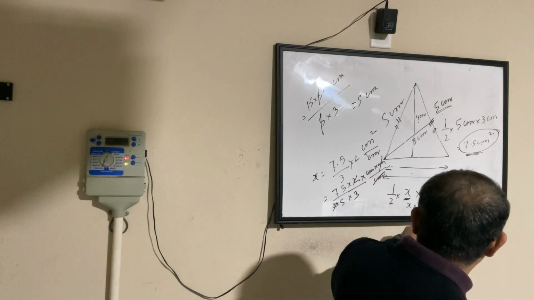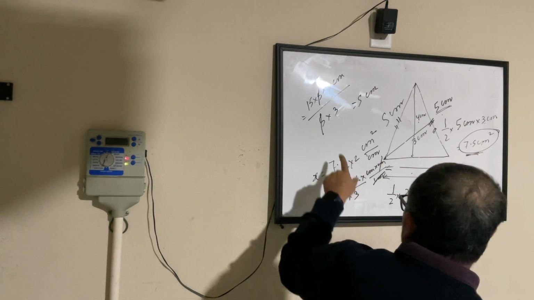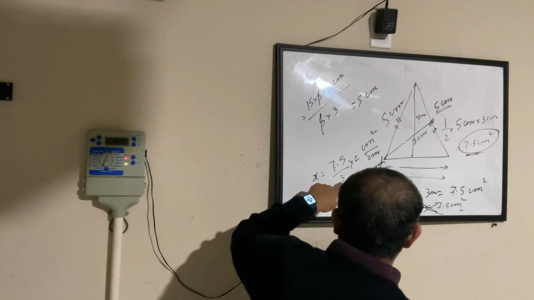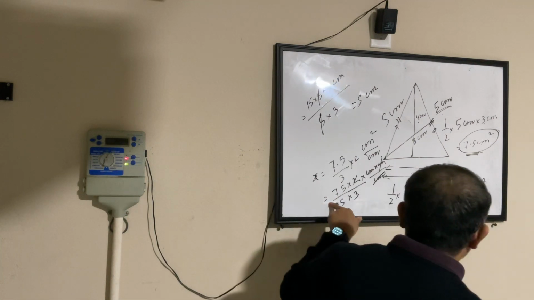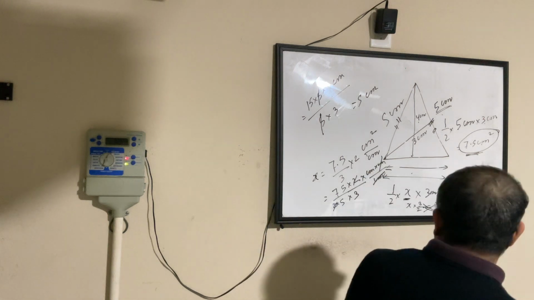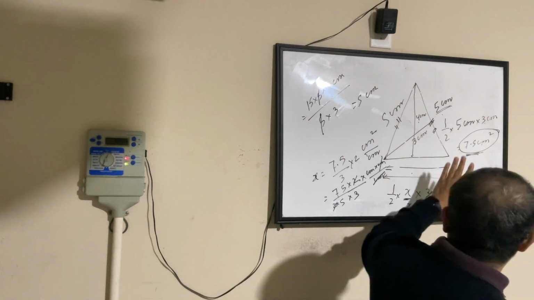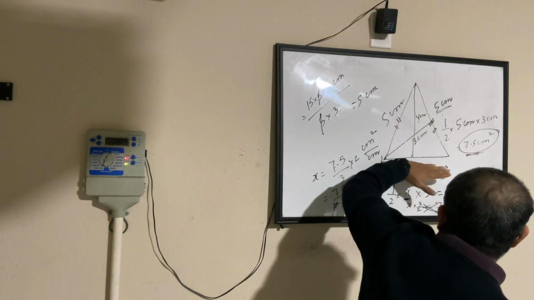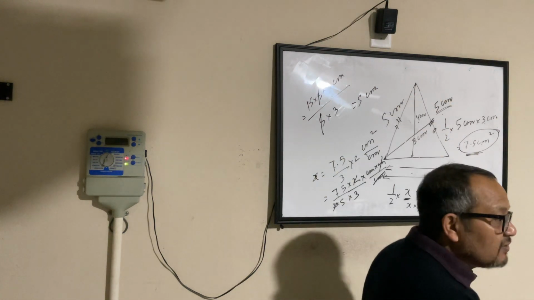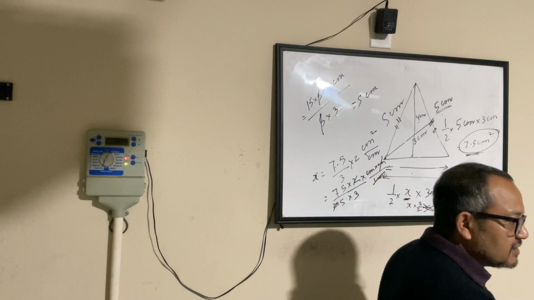So did I miss something? Okay, I think 7.5. Okay, yeah. No. Yeah, I did not miss anything. So basically what you have to remember is, whether you take this as a base and this is a height, or this is a base and this is a height, your area value will be the same. It will not change. Yes, Ranveer?